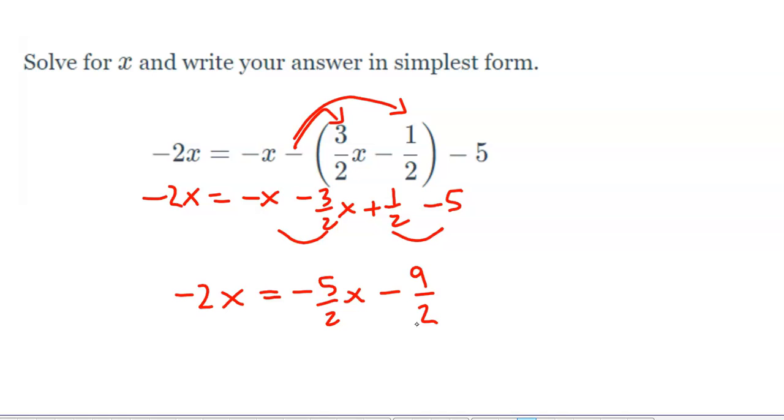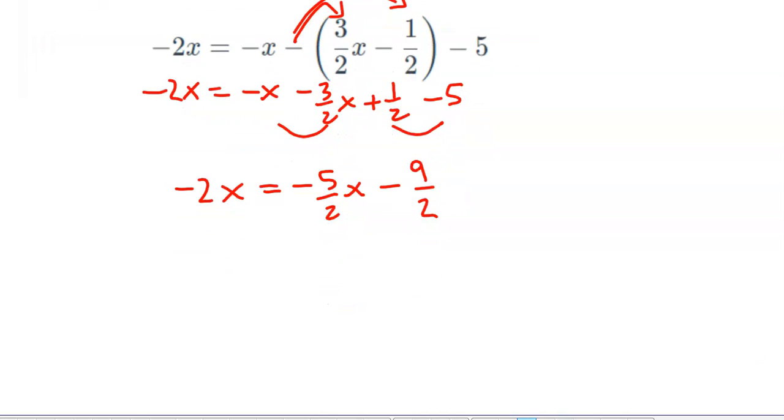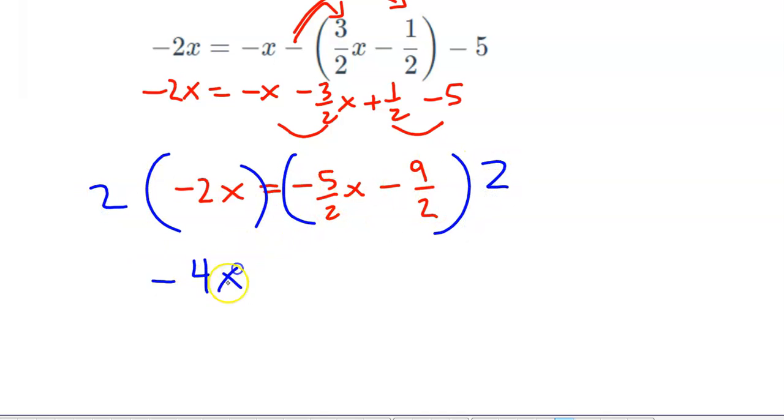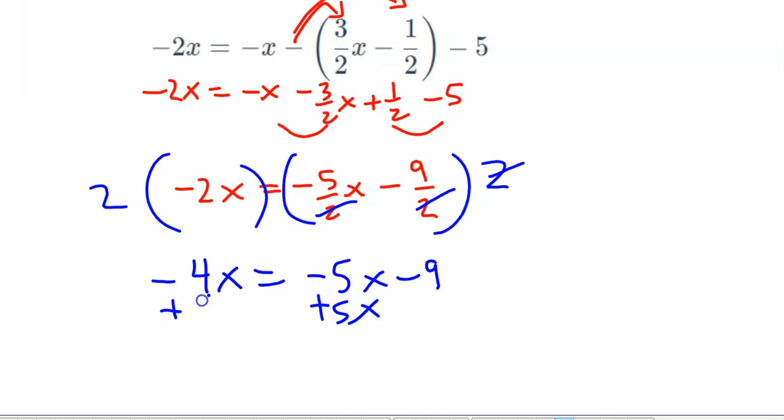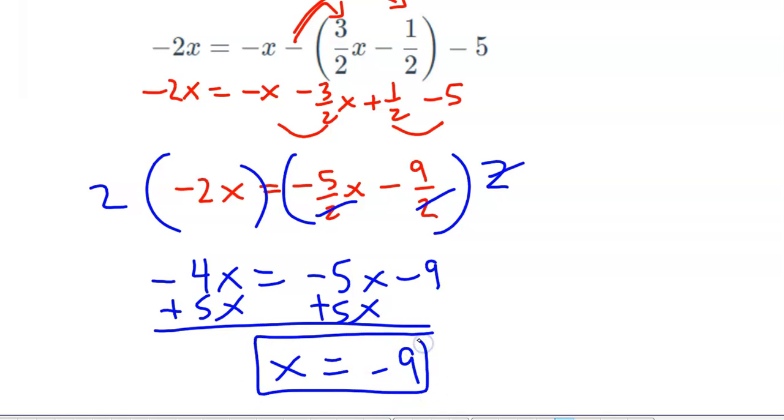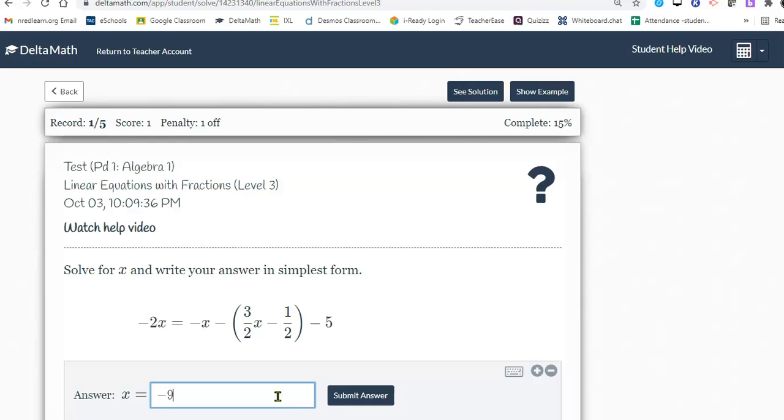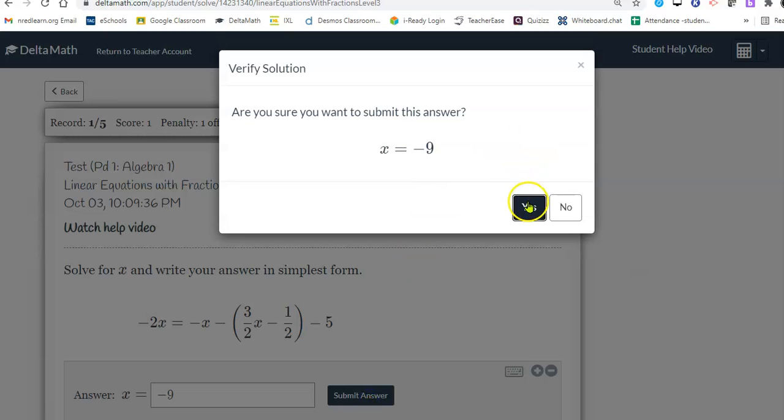All right. Now I can certainly keep going, or maybe here I want to clear the fraction and multiply both sides by 2's. That would give me negative 4x equals negative 5x minus 9. See how nice that is? Add 5x to both sides, and I get x equals negative 9. That wasn't so bad. All right, let's move on to the next section.